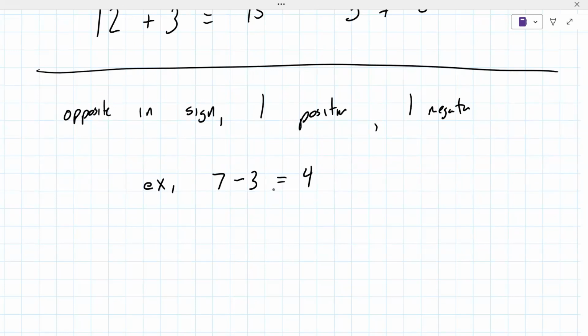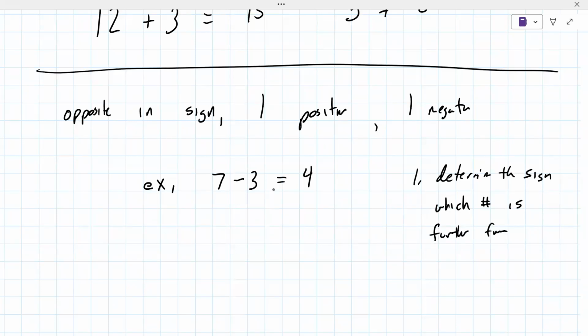Now, here's how you did that. You first determined the sign of the answer. Even if you don't think you did this, you actually did, by looking at which number is further from 0. So we're looking at 7 and -3. Which is further from 0? Well, 7 is. So you know the answer is positive. The number that's further from 0 tells you the sign.